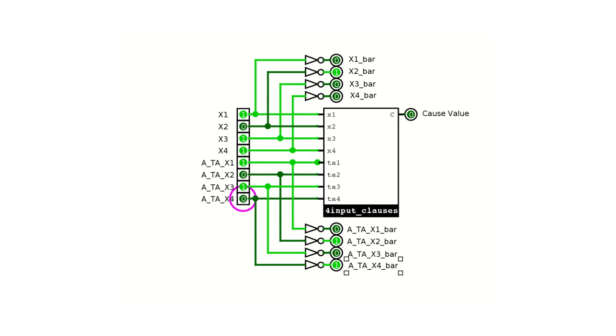Well, that's it. I hope you learned something. I hope I can show you more about the Tsetlin machine next time, and we will talk about the summation and threshold function of the Tsetlin machine, and we will also demonstrate it in Logisim.